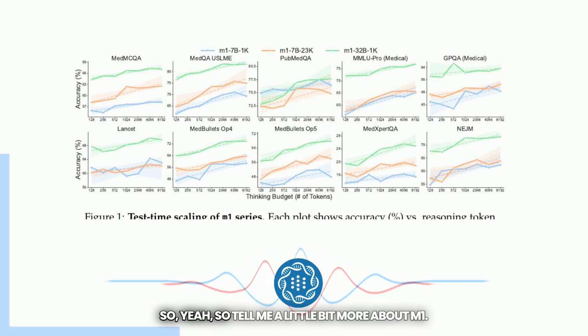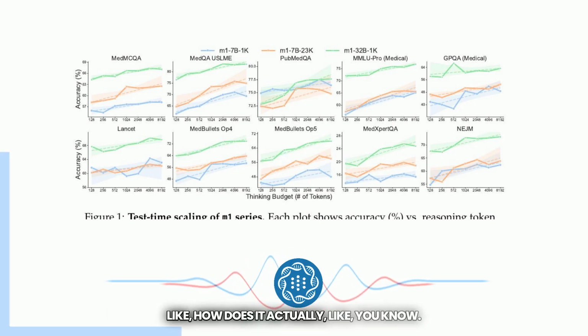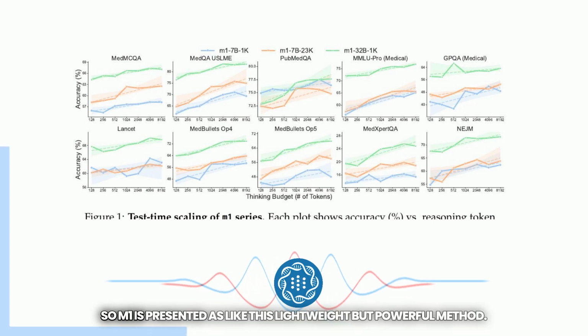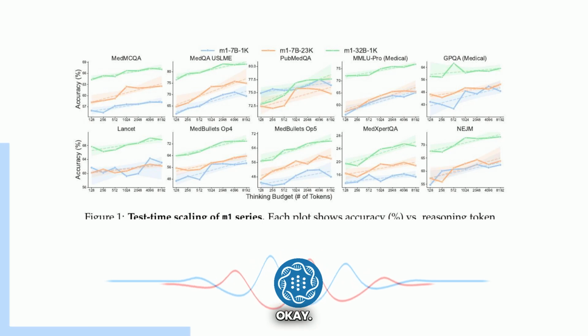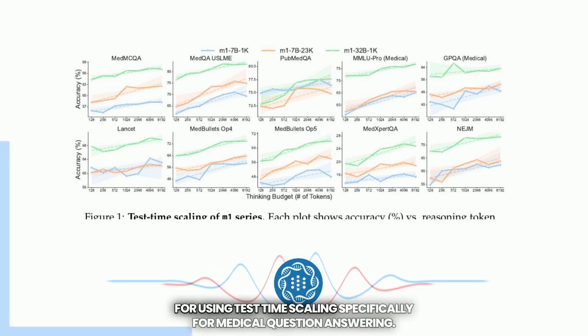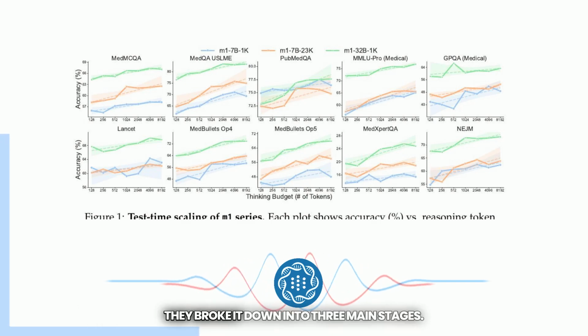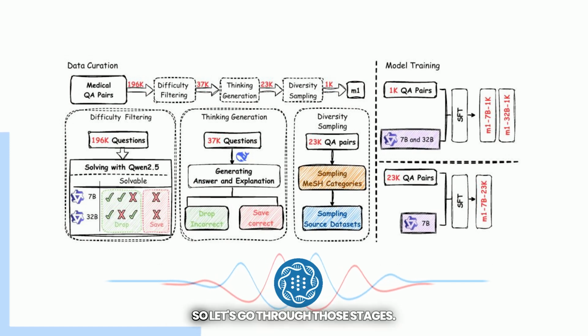So tell me a little bit more about M1. How does it actually boost this thinking process for medical questions? So M1 is presented as a lightweight but powerful method for using test time scaling, specifically for medical question answering. The researchers had a really systematic approach to developing it. They broke it down into 3 main stages. So let's go through those stages.